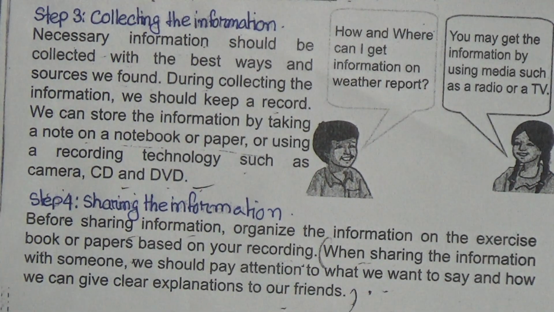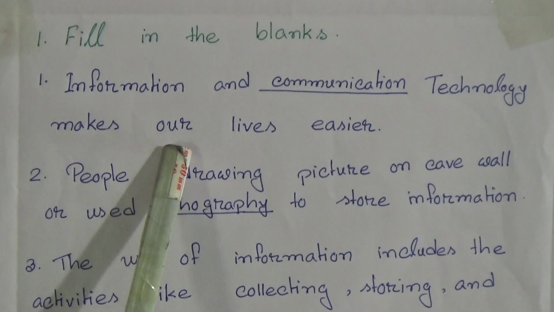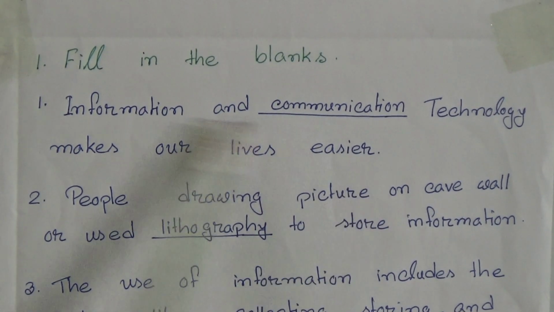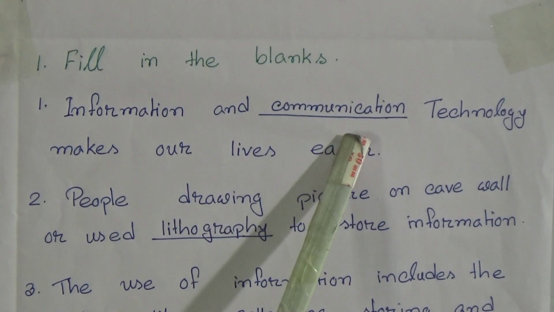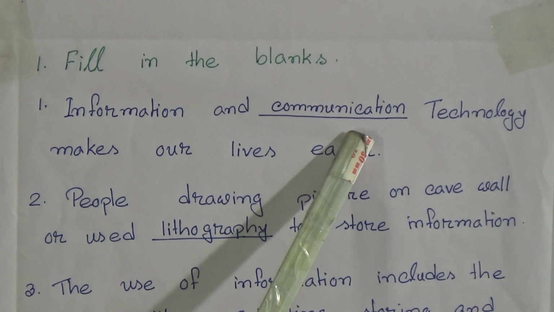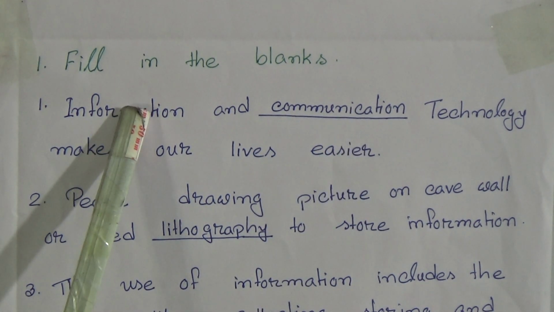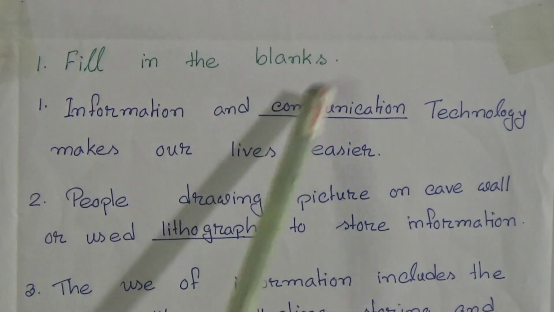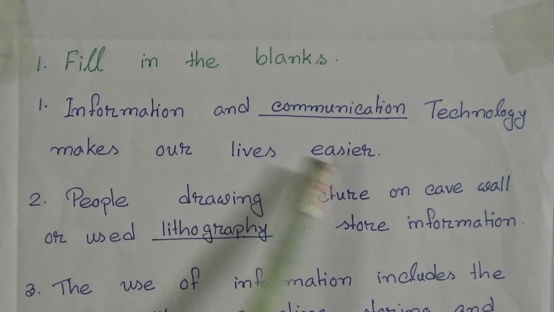Now in this chapter there are some exercises. We do the exercise. Number 1, fill in the blanks. Number 1, information and dash technology makes our lives easier. Answer: information and communication. C-O-M-M-U-N-I-C-A-T-I-O-N. Communication. Information and communication technology makes our lives easier.